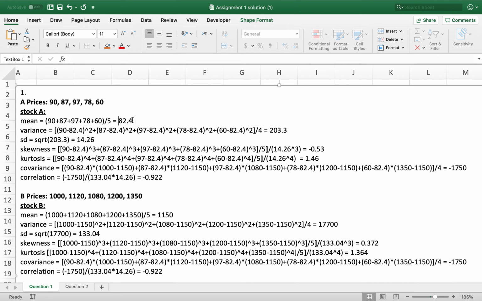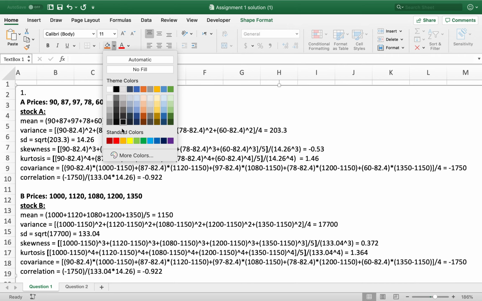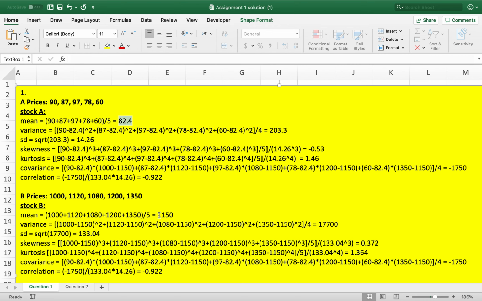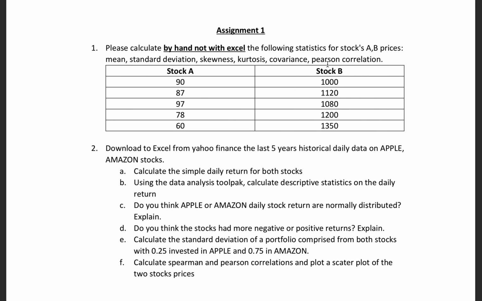So I'm going to go ahead and highlight these because we're going to refer back to them later. Oh, okay, it won't let me highlight just an individual thing. Fine, so just keep track of our mean here and our mean here. We're going to need them later. So we did the mean for stock A and B.